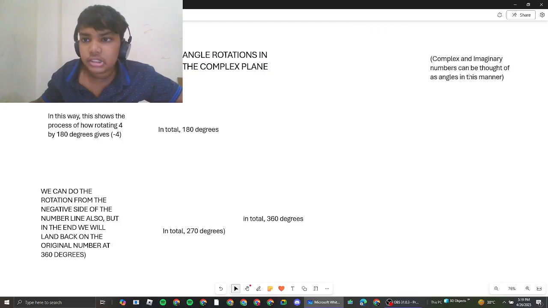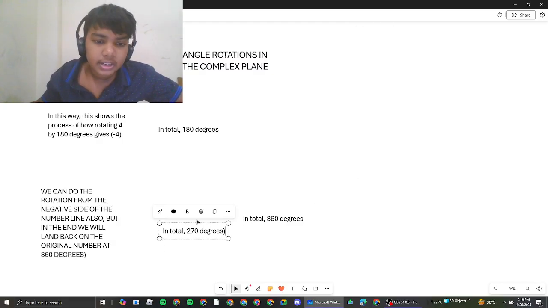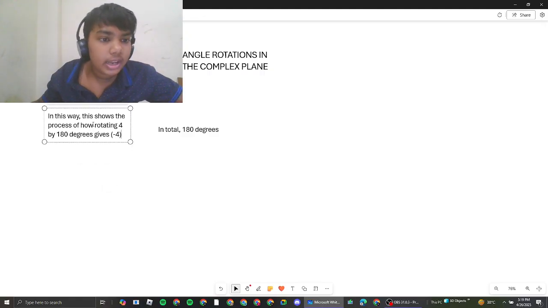Oh yeah, also rotation can be done for any number you can start. It can be negative, it can be positive. You can try, you know.